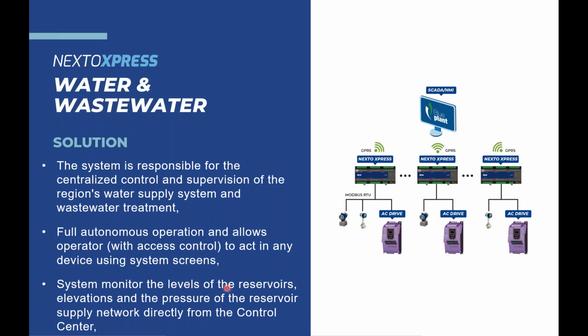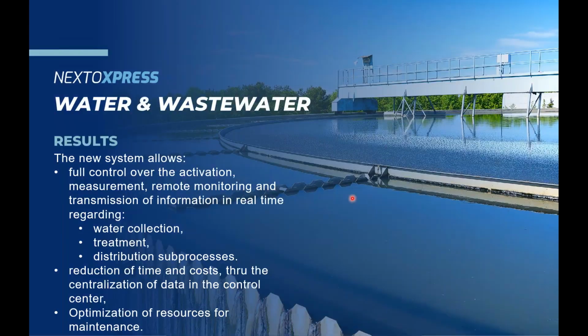We are monitoring all levels of reservoirs, elevators, pressure of the reservoirs, and the supply network directly from the control center. So basically, we have full control from the control center, even though we don't have a direct connection to each unit, running on a budget. The goal here was to add the PLC, the edge controller, using all the installation that they already had, and connect to a control center without bringing any wire or big infrastructure. What was the result?